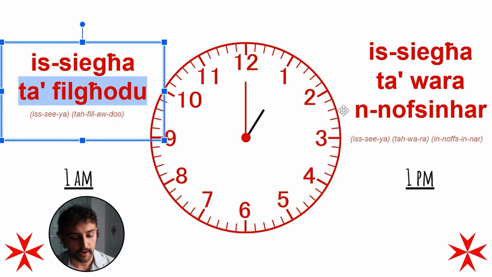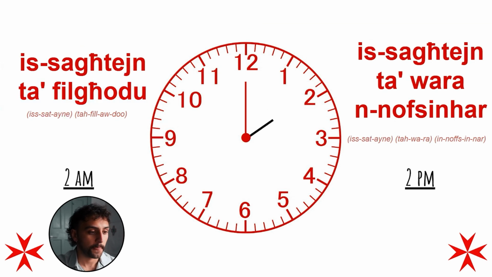So let's take a look at how you would say 2 o'clock. Issatain, that's issatain.